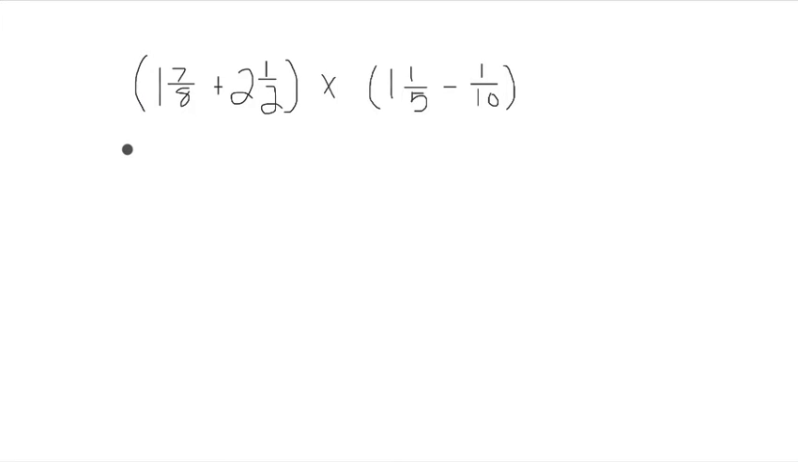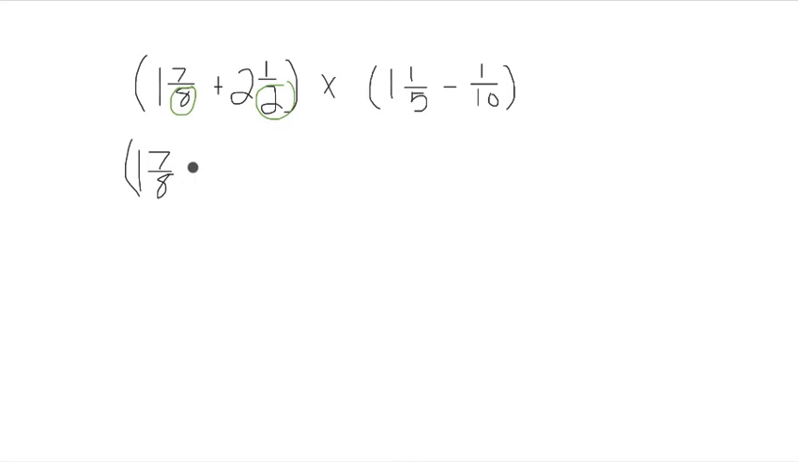So knowing what I know about fractions, let me add these two fractions. The first thing I have to do when adding two fractions is I look at my denominator, and I can see that I do not have a common denominator. My denominators are 8 and 2, so I have to find a common denominator. Well, I know 2 goes into 8, so I'm going to leave this 1 and 7/8 as 1 and 7/8.